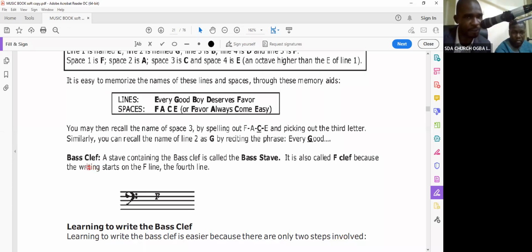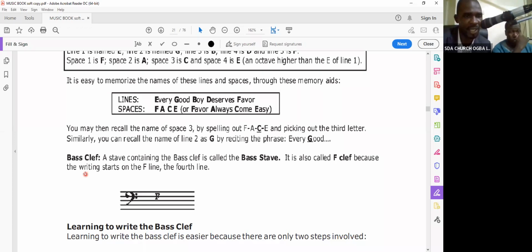The memory aid is Every Good Boy Deserves Favor, while the memory aid for the spaces is Favor Always Comes Easy. You may then recall the name of space 3, spelled out as F-A-C-E, by saying Favor Always Comes, and it is C. That is, if I ask someone the letter name of the third space of the treble stave, the person can easily say Favor Always Comes, pick the third letter, which is C. Similarly, you can recall the name of line 2 as G by reciting the phrase Every Good Boy Deserves Favor.